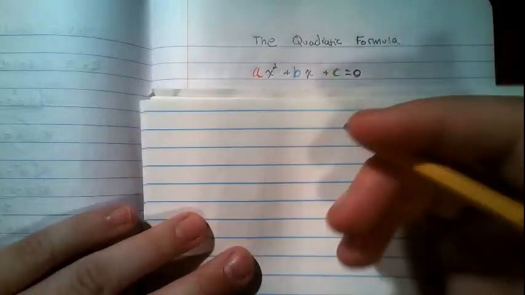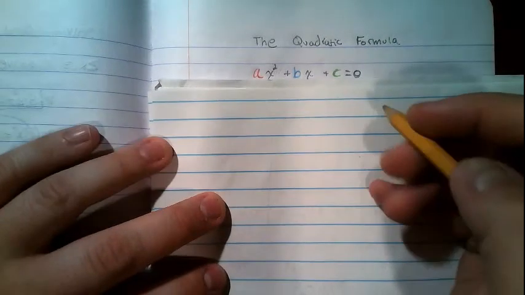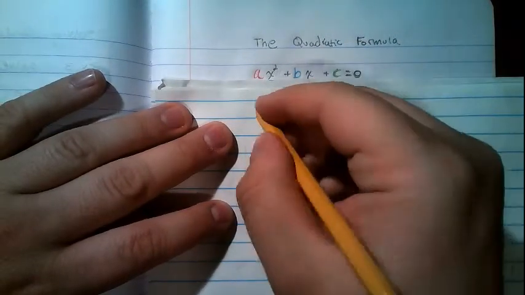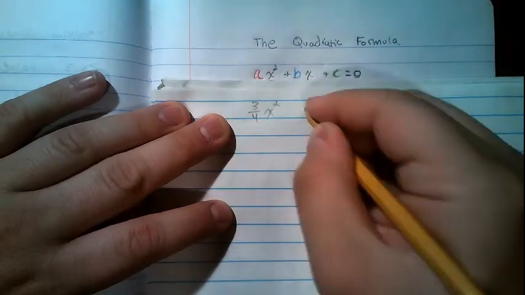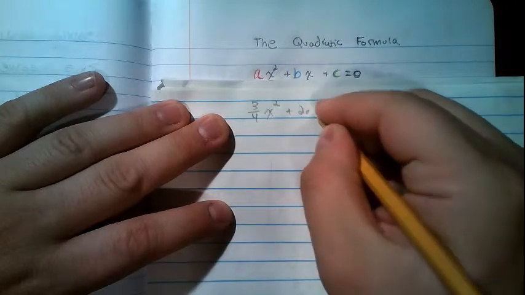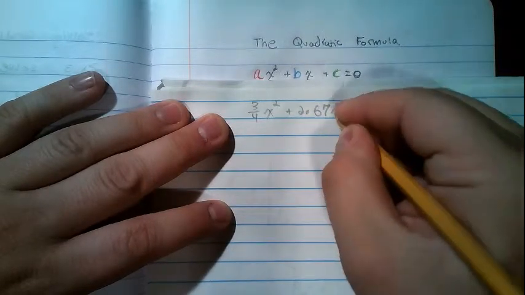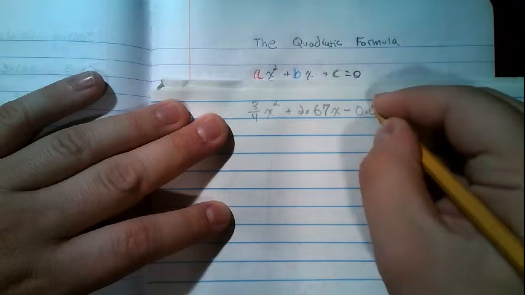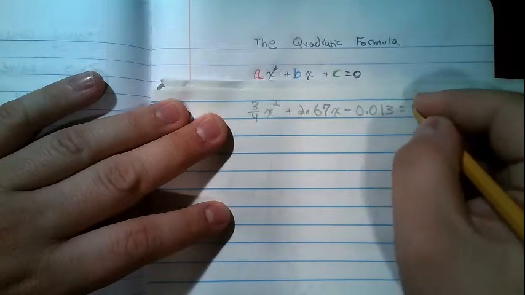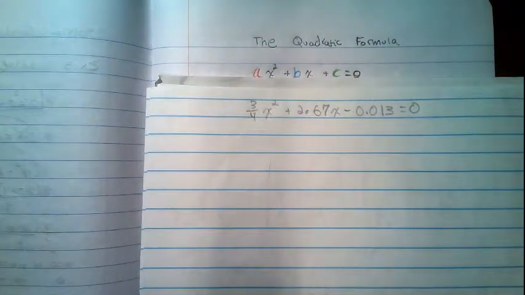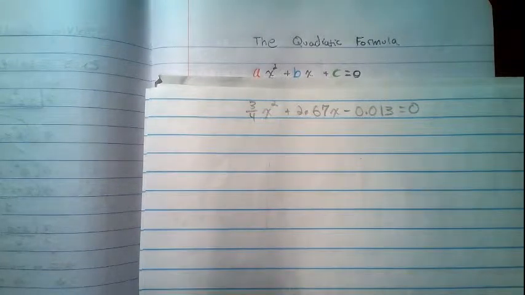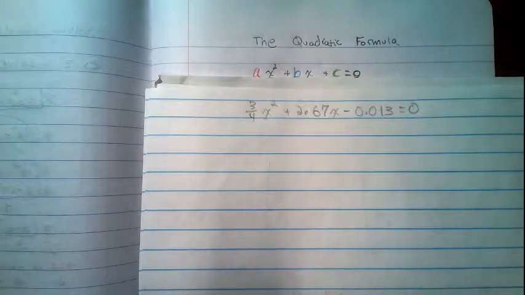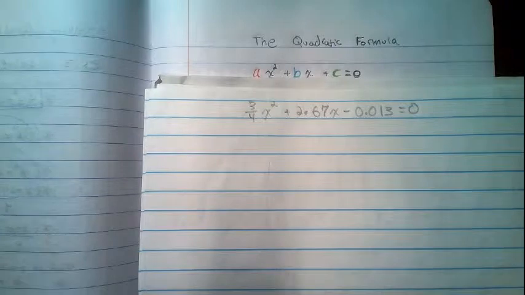For example, and don't write this down, but what if you were given the quadratic equation 3/4 x squared plus 2.67x minus 0.013 equals 0. Now how on earth are you going to factor that? Or even graph it, right? Because you've got fractions, we've got decimals, we've got a lot of stuff we'd have to work with.